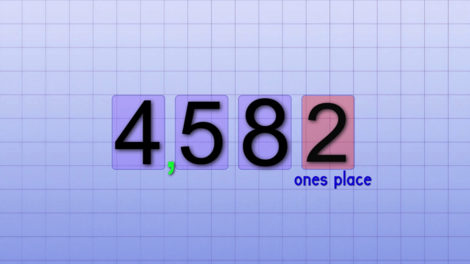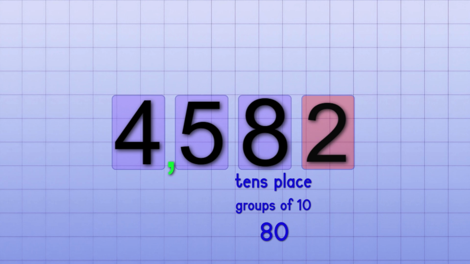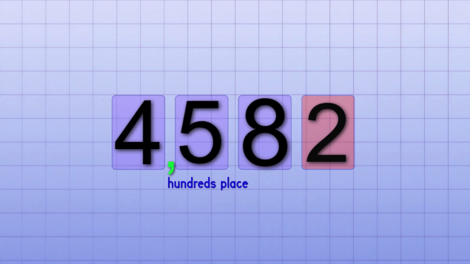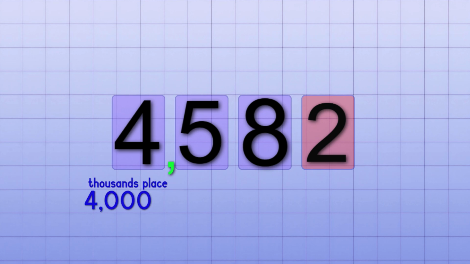Now let's move to the digit 8. The 8 is in the tens place. Remember, a digit in the tens place represents groups of 10. So 8 means 8 tens, and 8 times 10 is 80. Now let's look at the digit 5. The 5 is sitting in the hundreds place, so it means 500. Finally, we have the digit 4. The 4 is in the thousands place, so it means 4,000.